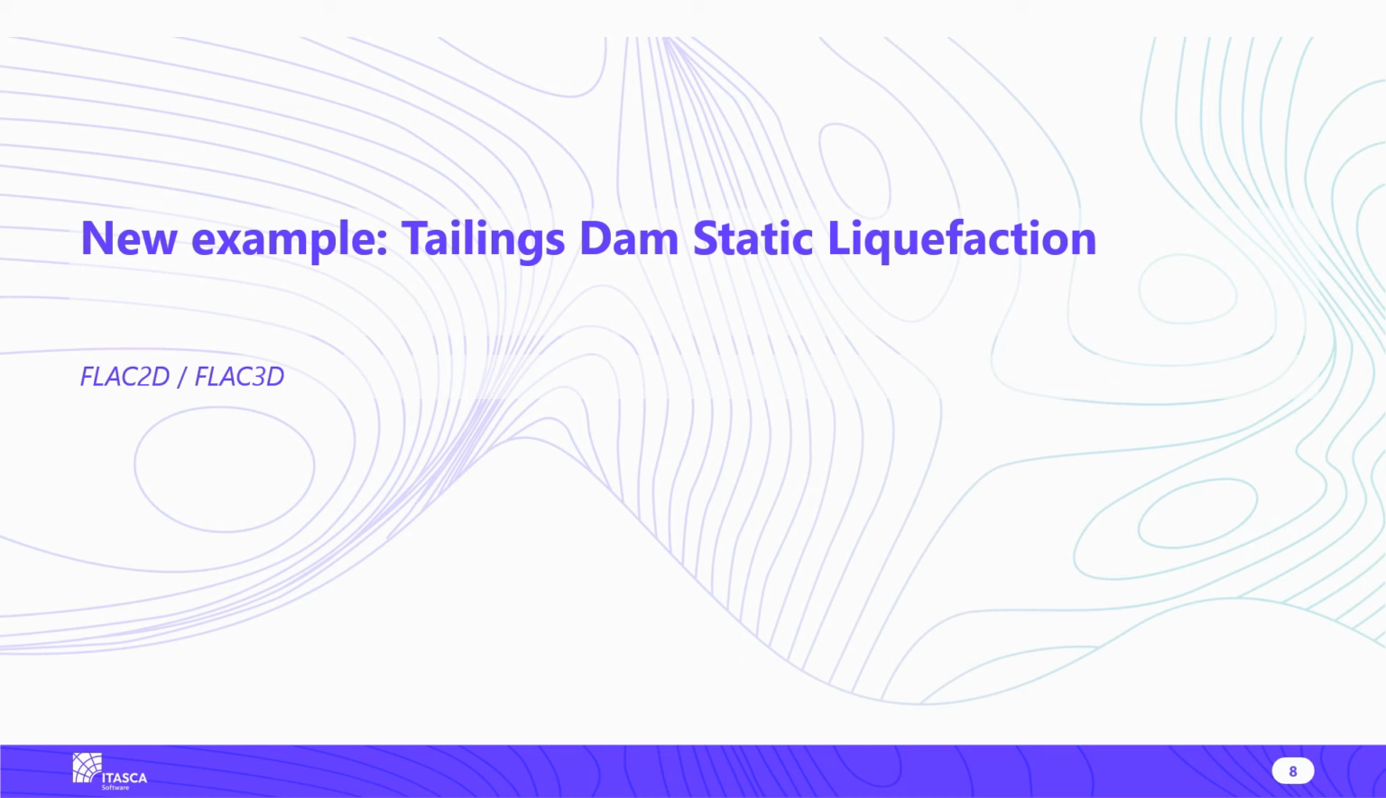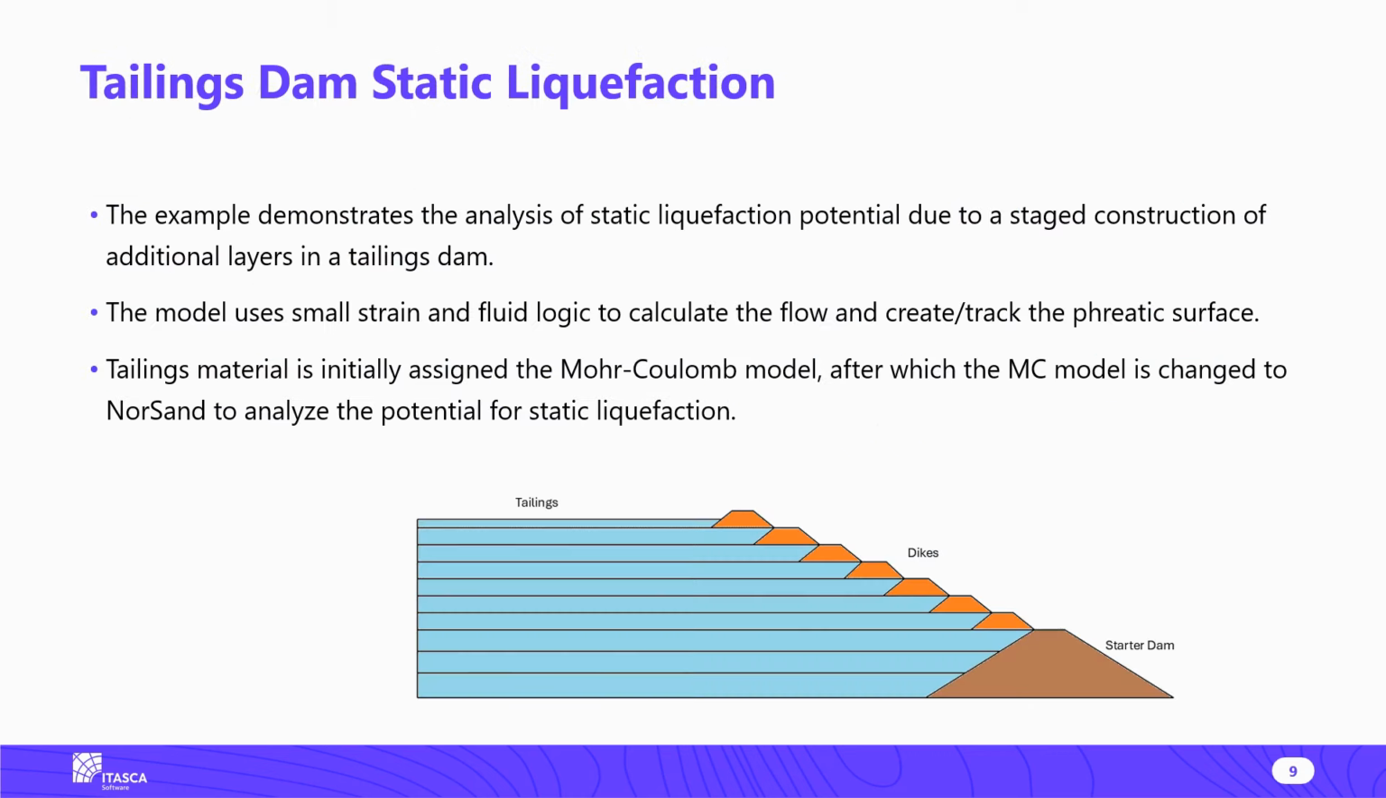All right, the next example is the tailings dam static liquefaction example. This example demonstrates the analysis of static liquefaction potential due to stage construction of additional layers in a tailings dam. The model uses small strain and fluid logic to calculate the flow and create and track the phreatic surface.